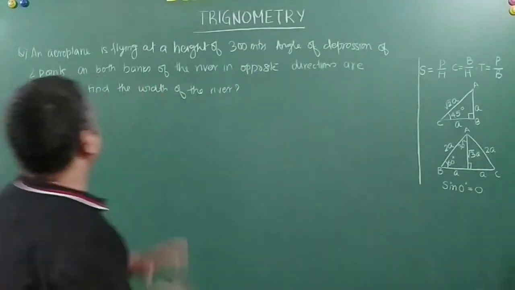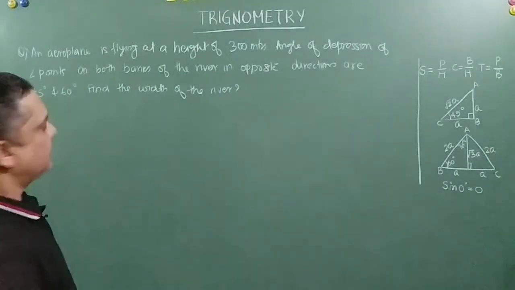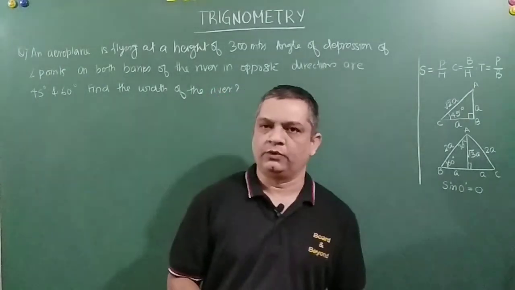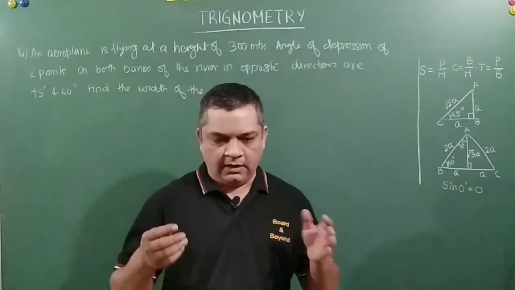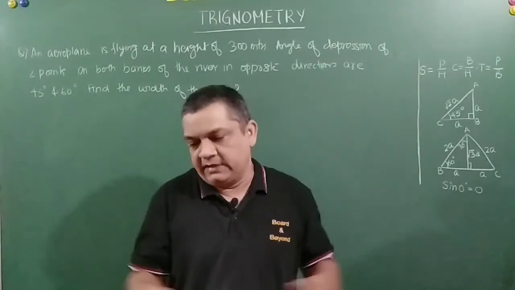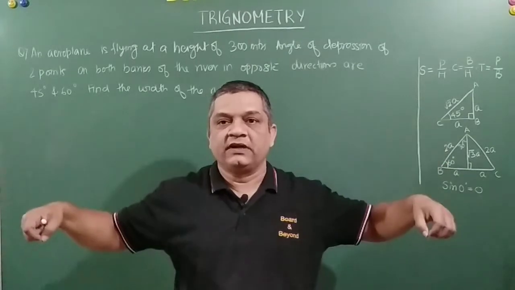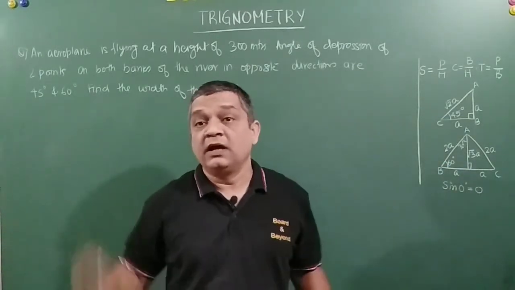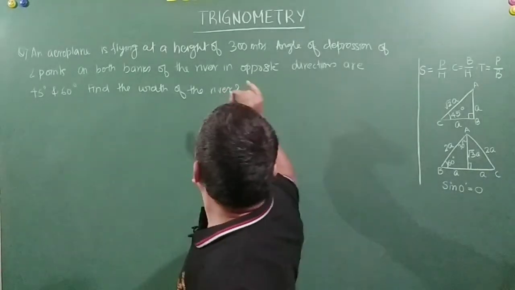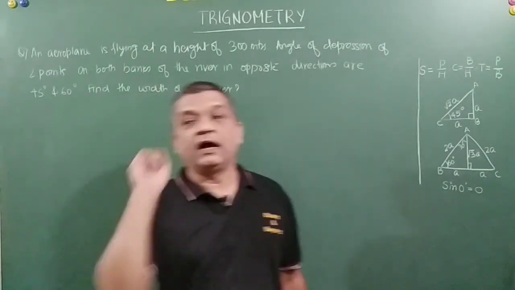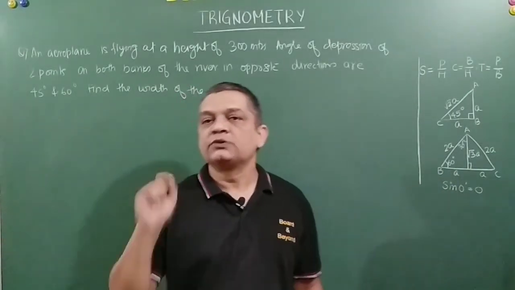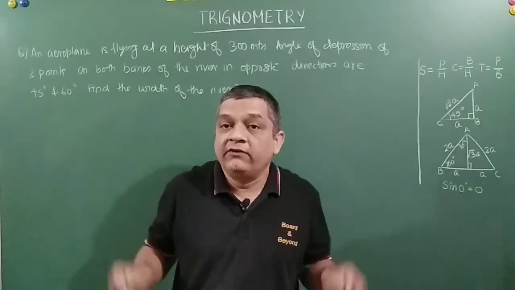Right friends, so I have taken up the problem here. The problem says that there is an aeroplane which is flying at a height of 300 meters above the ground. Right? And on both banks of the river there is a river wide there. On both banks of the river, he sees two different points. One is at an angle of depression of 45 degrees and one is at a depression of 60 degrees. Right? Okay. So we are expected to calculate the width of the river.